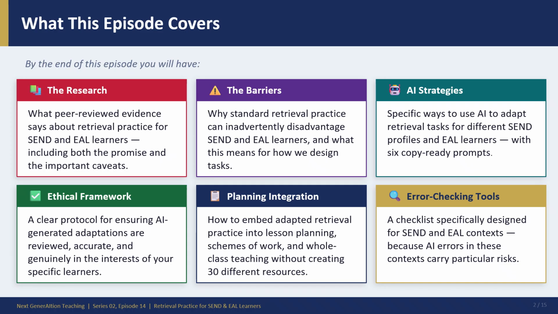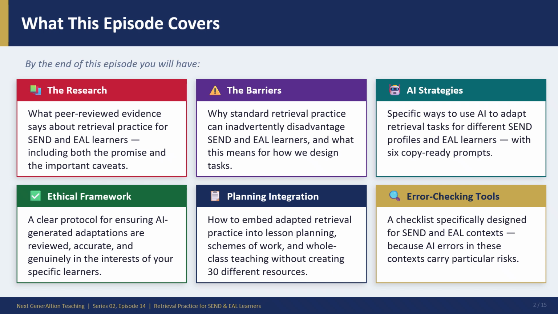because this episode has a lot in it and I want you to be able to navigate back to sections you need. Firstly, we start with the research, both what the evidence says retrieval practice can do for SEND and EAL learners, and the important caveats about where the evidence base does have gaps. Then we look at the barriers, why standard retrieval practice can inadvertently exclude or frustrate learners who are SEND or EAL, even when the strategy itself is sound.